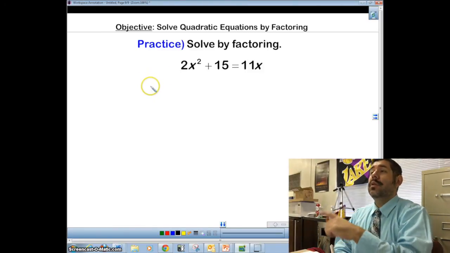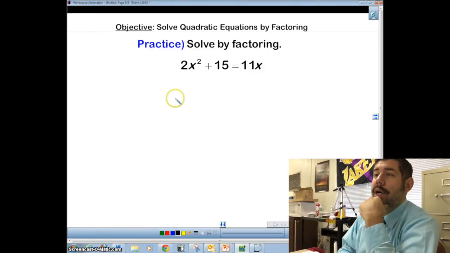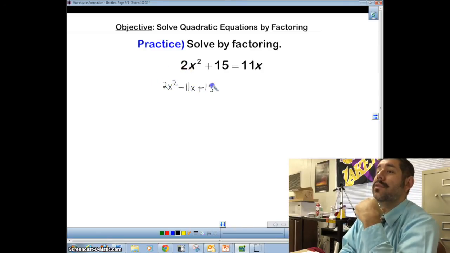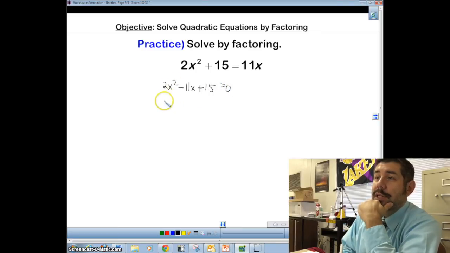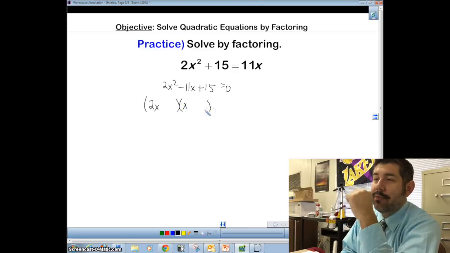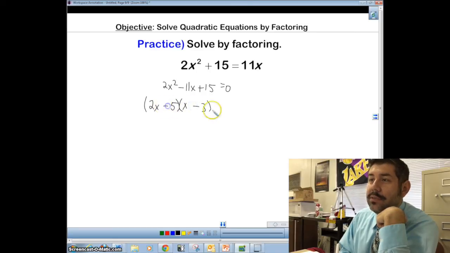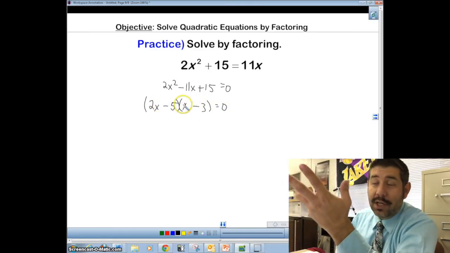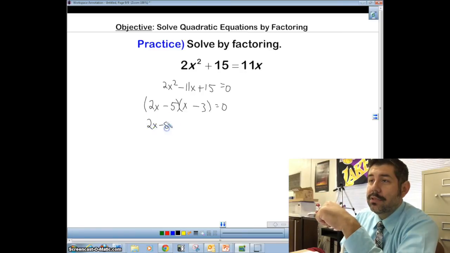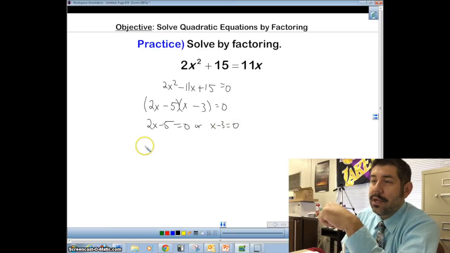All right, here's another problem. So here we go. We're going to take 2x squared minus 11x plus 15, set it equal to 0. And then we're going to factor that. So we're going to get 2x, and I'm going to factor this just out of my head here. We're going to have 5 and 3. Let's go this way, okay? And this is going to be minus and minus because when I FOIL it out, it's going to end up with 11. So then I'm going to take each of these and set them equal to 0 separately, and then I'm going to solve for x for each of them.